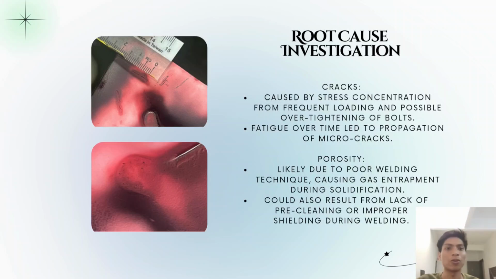Next, we look at the porosity found in the weld area. This was most likely caused by poor welding technique, which allows gas entrapment during solidification of the weld. Other possible factors include inadequate pre-cleaning of the base material and improper shielding, both of which can introduce contaminants or allow air to enter the weld pool.